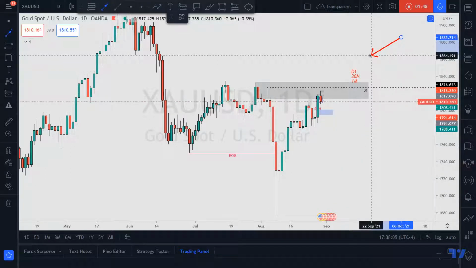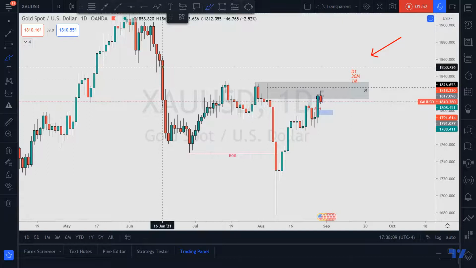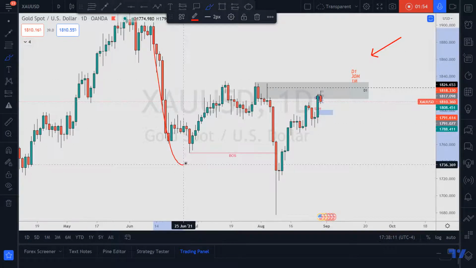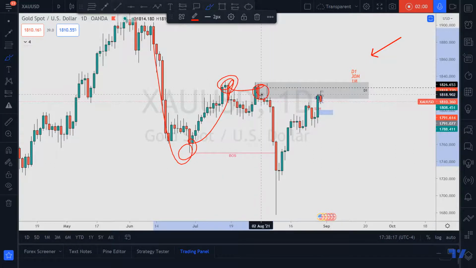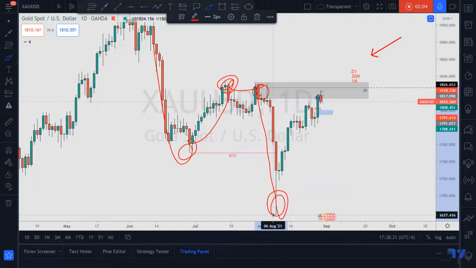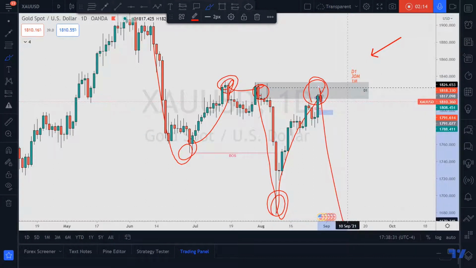Why do I expect it to come back down? Because what price is doing is creating structure. Lower low, lower high. This is considered the same lower high, then a lower low. What do you expect after this? A lower high to be made, right? And why do I expect it to go down lower? Because I expect the lower low to be made after that.